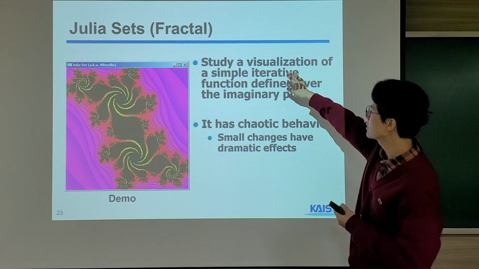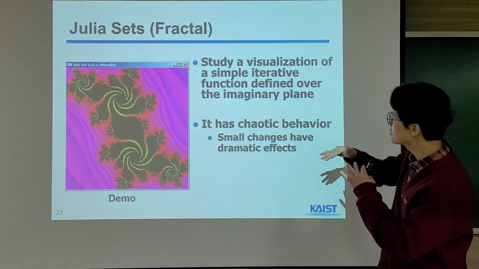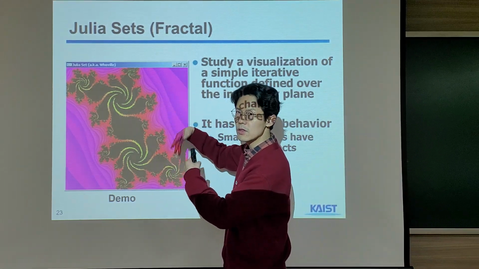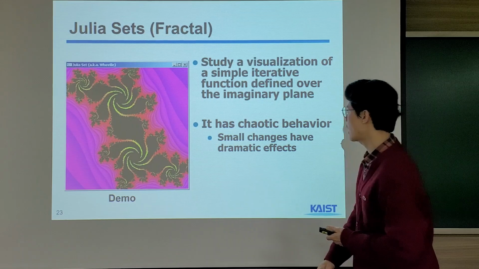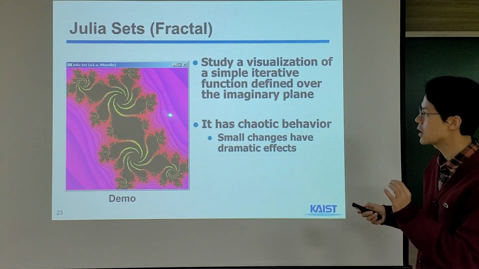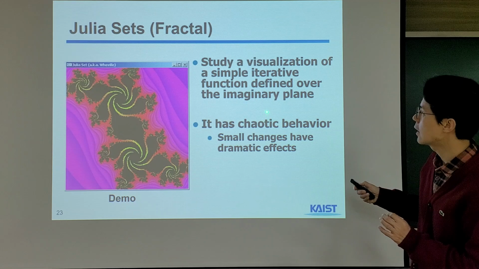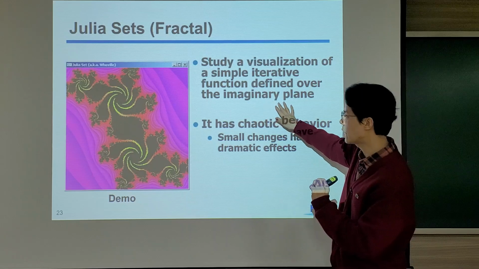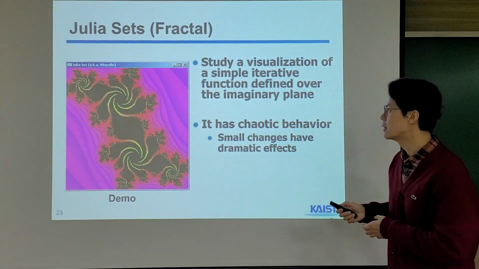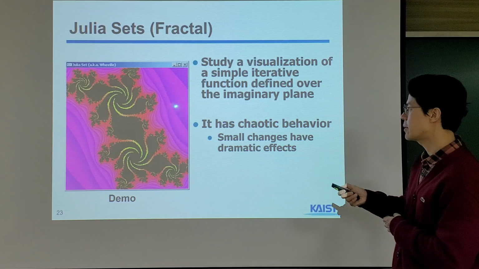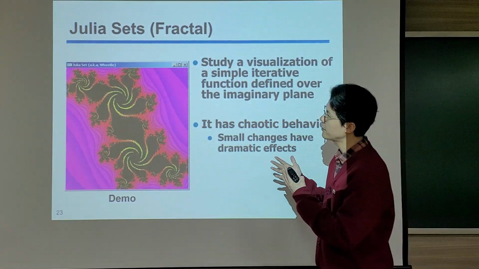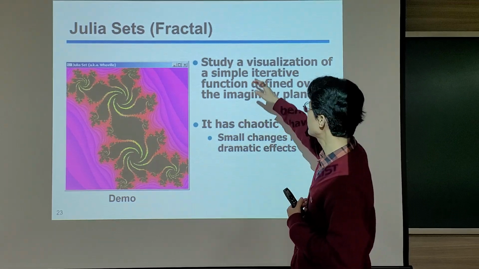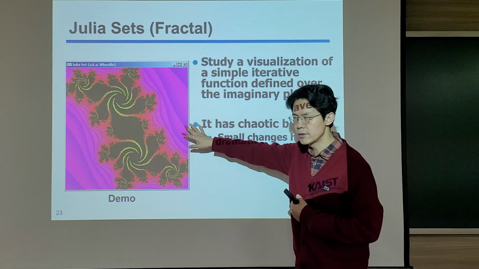A fractal is nothing but a simple iterative function defined over the imaginary plane. As you can see, we visualize the fractal function, and it has a very chaotic behavior. A very small change along the x and y, which correspond to the real and imaginary parts of the complex number, has a very dramatic effect. Obviously we can understand this fractal, but it might be better if we have a visualization tool. Let me run this tool here.